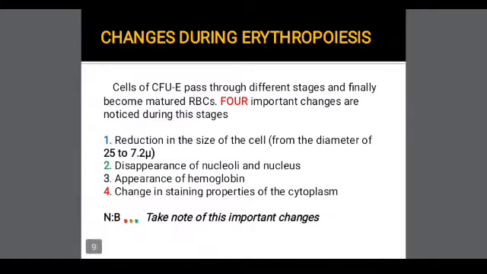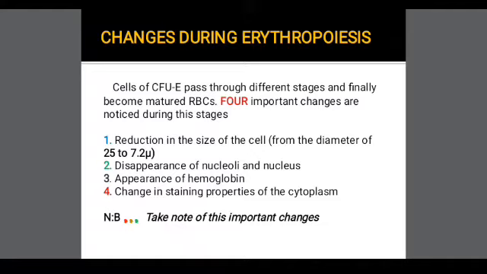Okay, let's move on. Now let's look at the changes during erythropoiesis. We see that cells of colony forming unit erythrocytes pass through different stages and finally become matured red blood cells. Now, during these stages, 4 important changes are noticed. Number 1 is the reduction in the size of the cell. It reduces from a diameter of 25 to 7.2 micrometers.